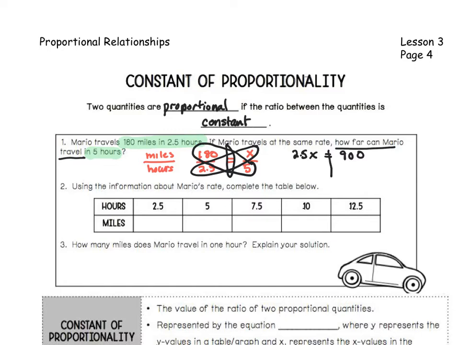Now we're going to divide by 2.5 on both sides. And let's pause the video and use our calculator. And hopefully we all have 360. And what do we find? Well, we found 360 miles.